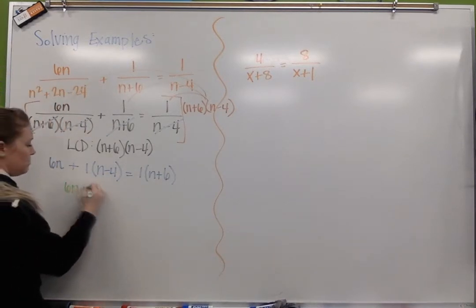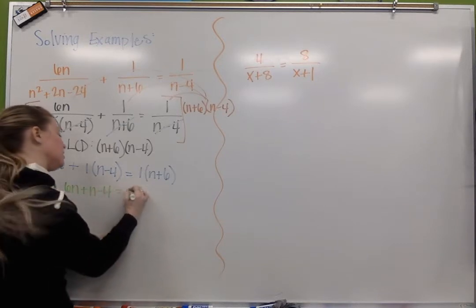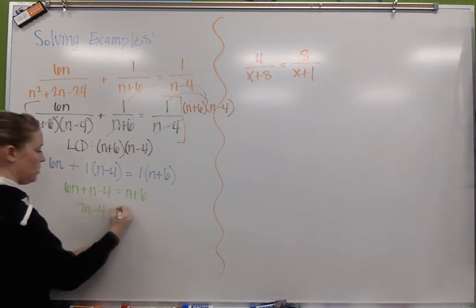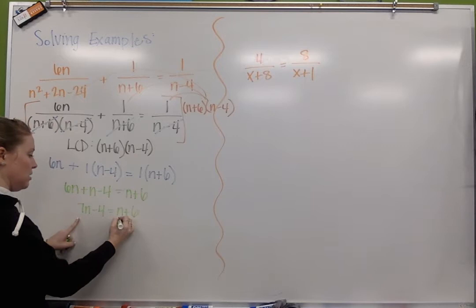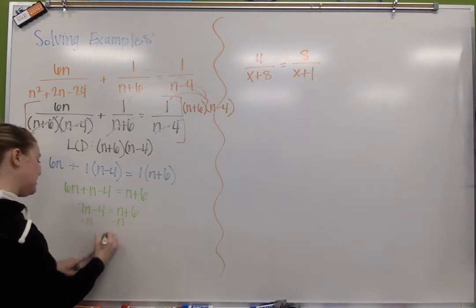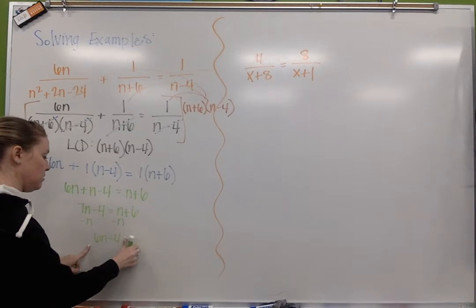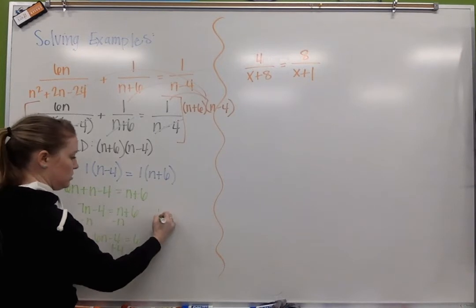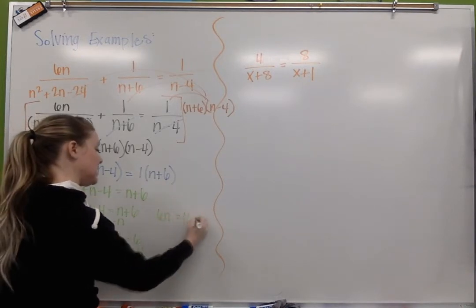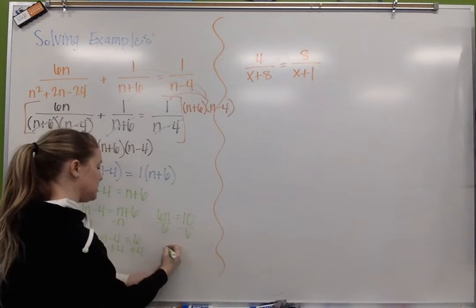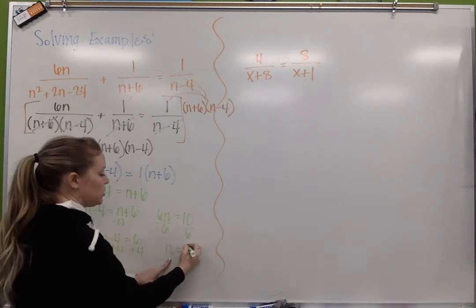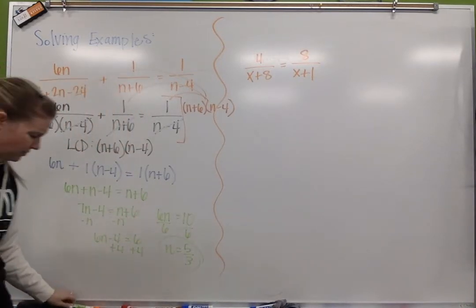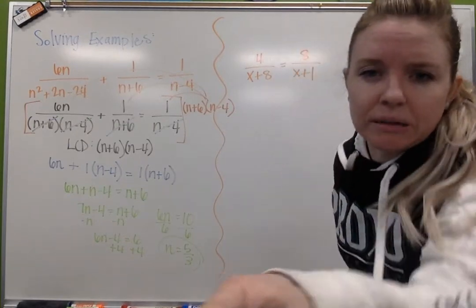So I have 6n plus n minus 4 equals n plus 6. So over here that's 7n minus 4 equals n plus 6. I'm going to minus my n over, 6n minus 4 equals 6. I'm going to add the 4. So that gives me 6n equals 10. Divide by 6. I have 10 over 6, which is going to reduce to 5/3. There's my n. That green's kind of light, but it's readable.